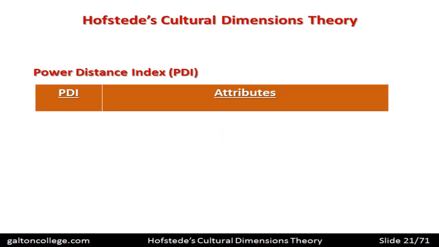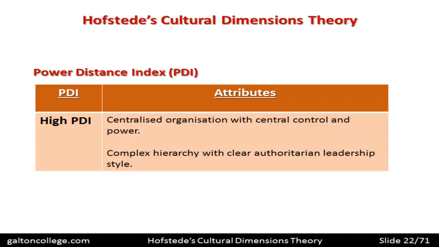So let's look ahead. The power distance index. Now the attributes, well, high: centralized organization with centralized control and power. So this could be the government taking a big role in the society, or it could be organizations, it could even be commercial organizations who are very powerful by virtue of their size and their importance within the country.